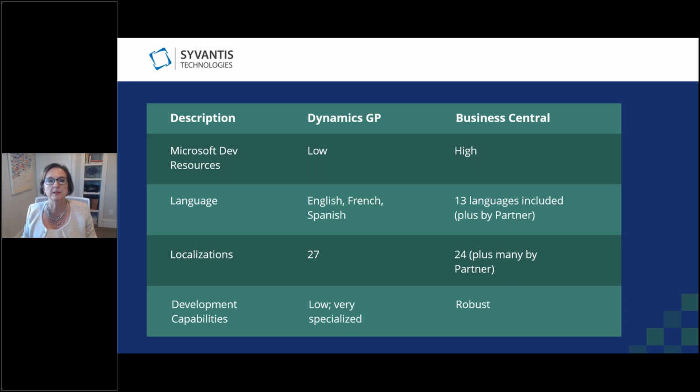So perhaps the biggest difference between GP and Business Central is that Business Central's underlying architecture provides for very robust development capabilities. GP, by comparison, is like a black box. You get what you get, and you usually only add functionality by purchasing add-on applications rather than actually developing on it.